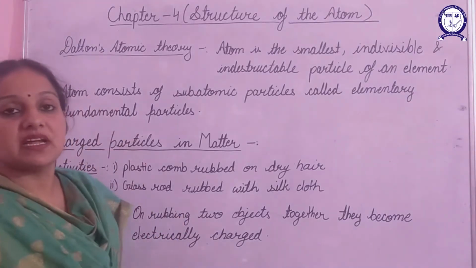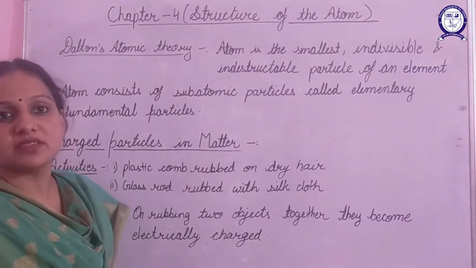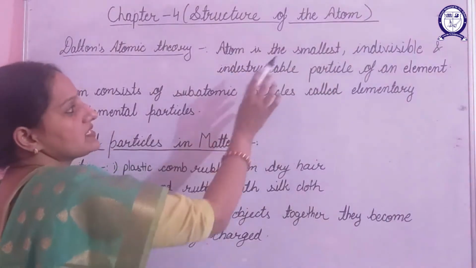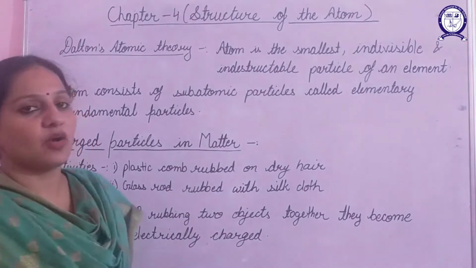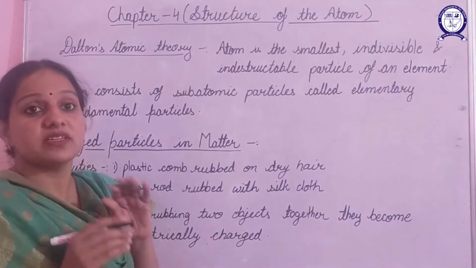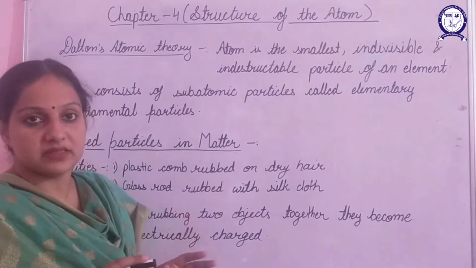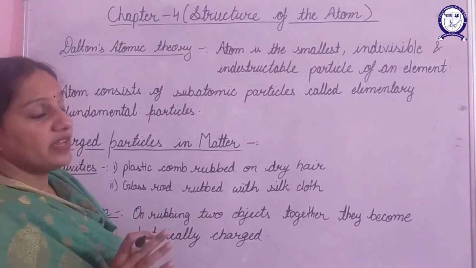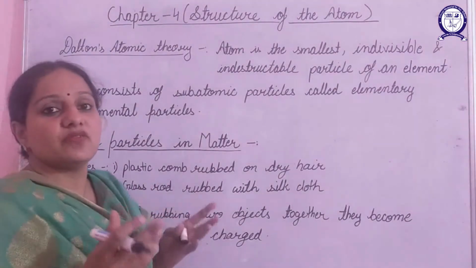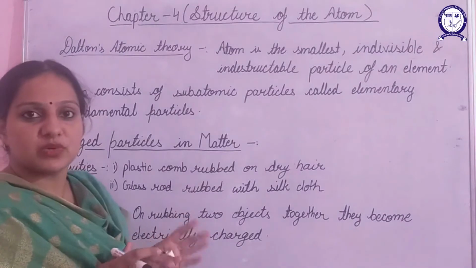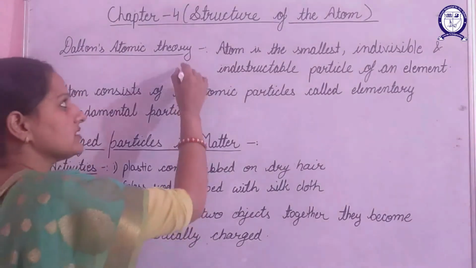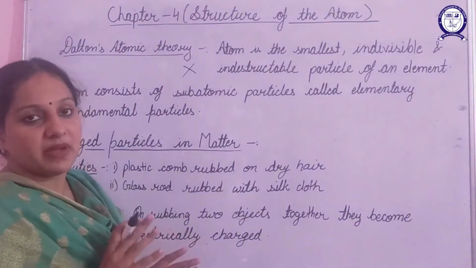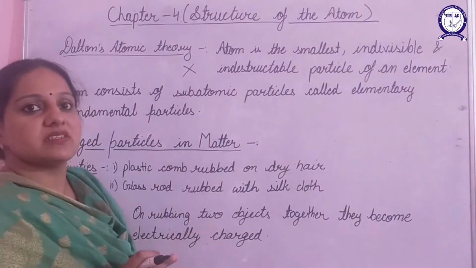Now in our previous chapter, that is chapter number 3, we have studied about Dalton's atomic theory. In that, Dalton has explained that atom is the smallest indivisible and indestructible particle of an element. That means we cannot further divide atom into its subparticles. So this was considered as the smallest indivisible particle of an element. But later on, at the end of 19th century, different experiments were conducted, and from that it was proved that this theory was wrong. We can divide atom into its constituent particles. So about those particles we'll study in this chapter.